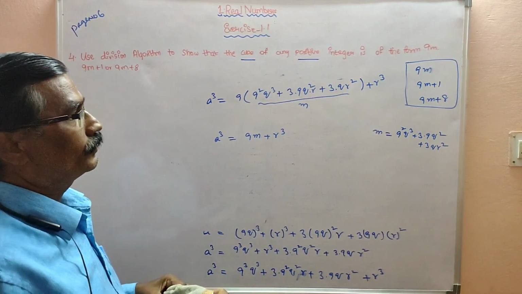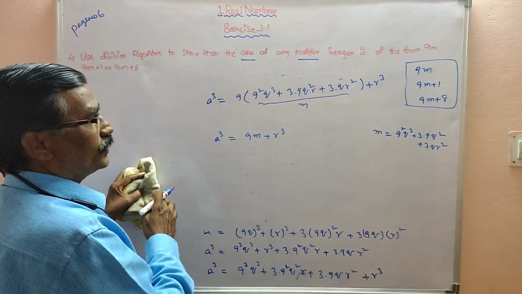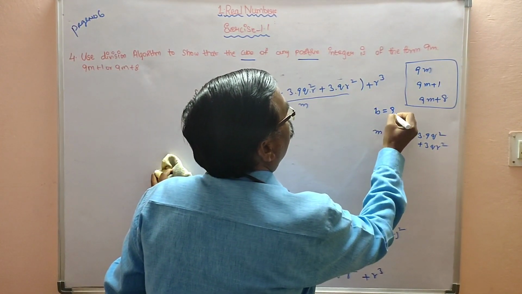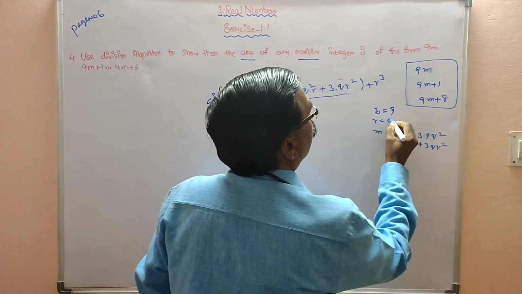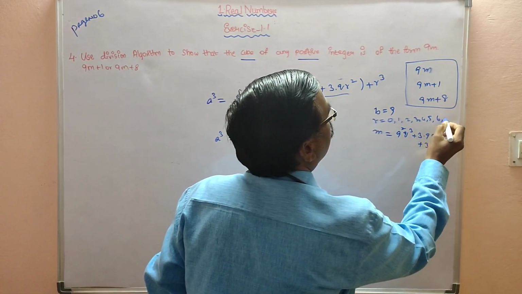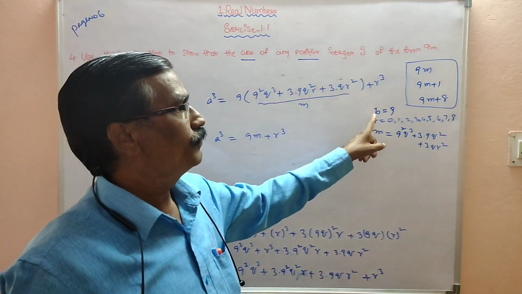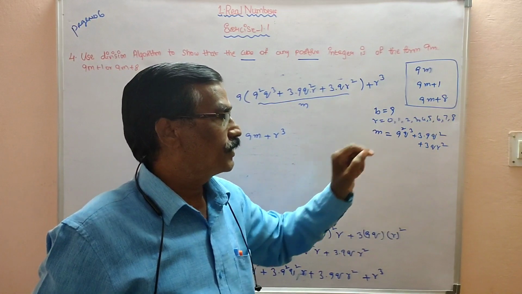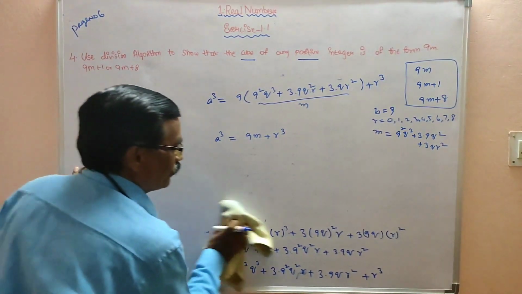Here, b equal to 9 is there. So b equal to 9 means r will come as 0, 1, 2, 3, 4, 5, 6, 7, 8. So b equal to 9, and r will come 0, 1, 2, 3, 4, 5, 6 up to 7, 8. So here I am taking the first step.